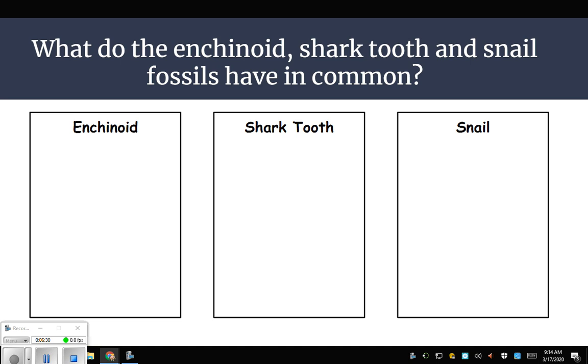An echinoid is mainly a shell, and same with a snail. And a shark tooth is again a bone. But again, they're all made of hard parts. That's what they have in common. And they're marine animals. So make sure you have those key things written down.